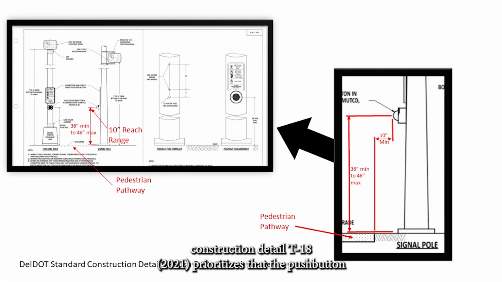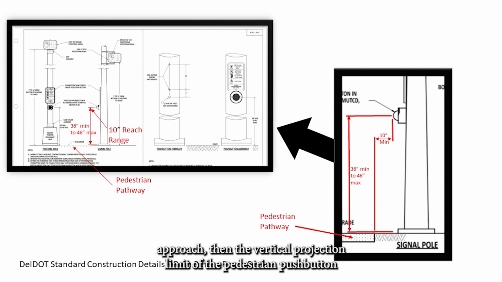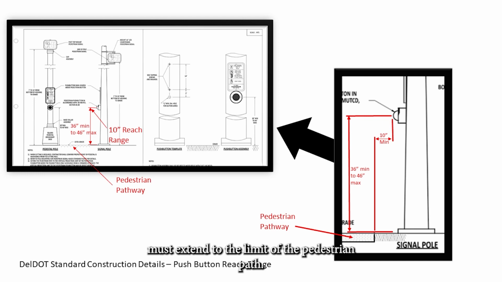Del Standard Construction Detail T18 prioritizes that the push button be placed so that it is reachable from an unobstructed side reach. An unobstructed side reach requires that the push button be placed within 10 inches of the pedestrian pathway. If the pedestrian push button can only be reached from a forward approach, then the vertical projection limit of the pedestrian push button must extend to the limit of the pedestrian path.